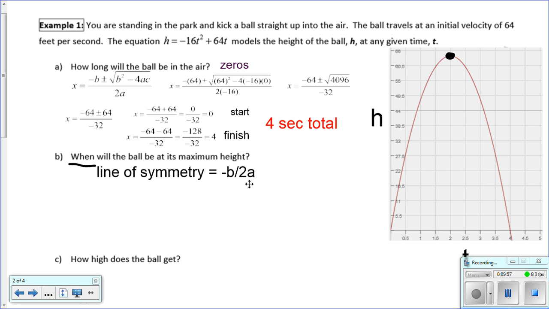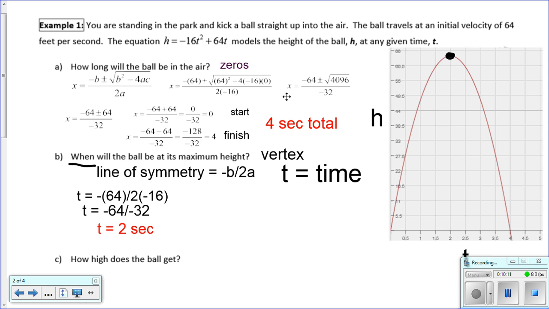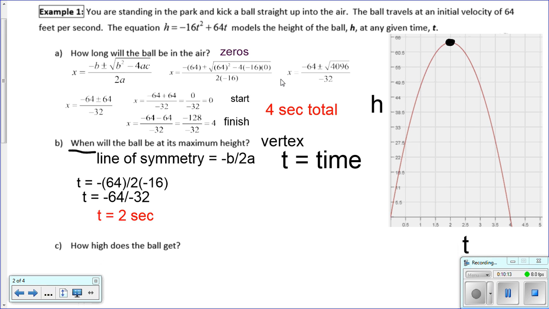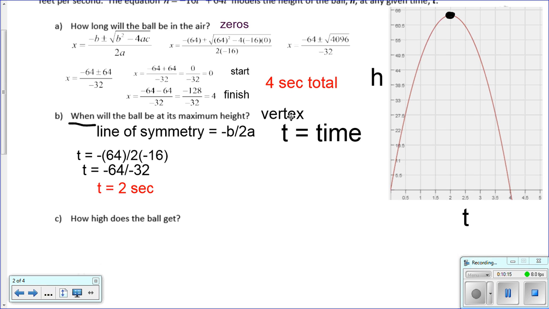So we're just going to calculate this, negative b over 2a. That's negative 64 over 2 times negative 16. So we get negative 64 over negative 32, which comes out to be t equals 2. So 2 seconds is our answer. Okay? So we're trying to find the time for the vertex.